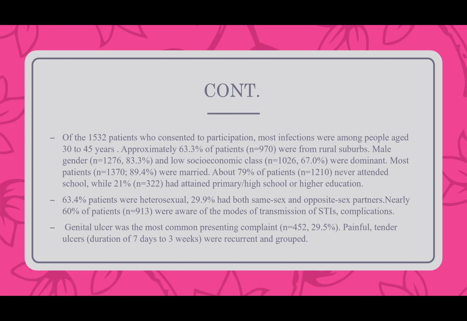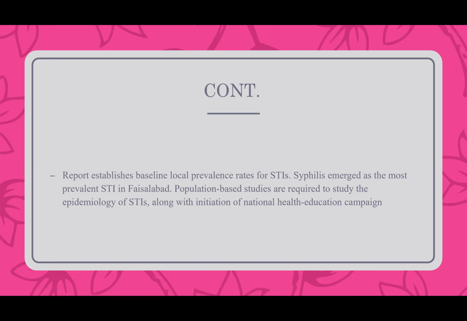63.4% of the patients were heterosexual, and 29.9% had both same-sex and opposite-sex partners. And nearly 60% of the patients were aware of modes of transmission of STIs and their complications. Genital ulcers were the most common presenting complaint. Painful tender ulcers were recurrent and grouped. The report established the baseline local prevalence rate of STIs. Syphilis emerged as the most prevalent STI in Faisalabad. Population-based studies are required to study the epidemiology of STIs, along with initiation of a National Health Education Campaign.